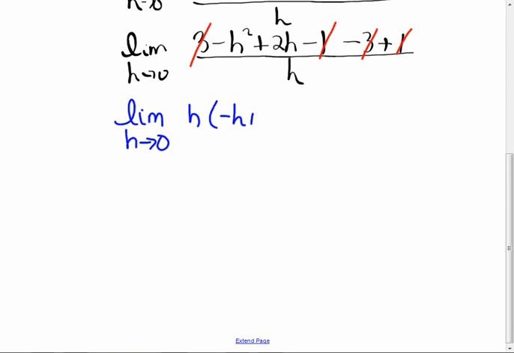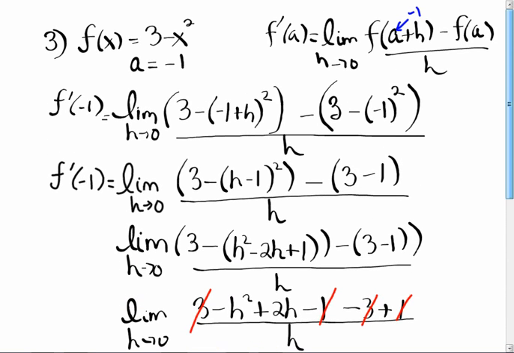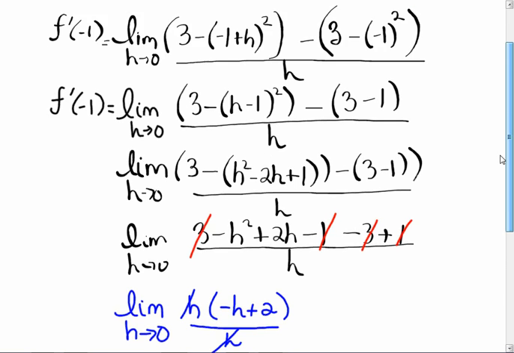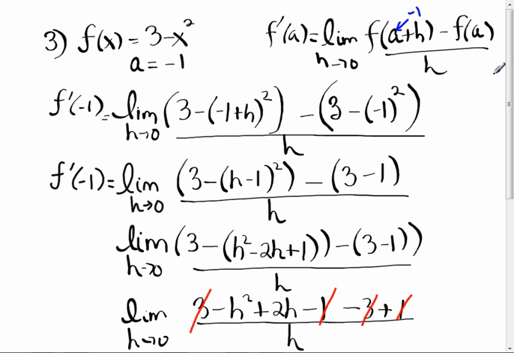It's minus h plus 2 all over h. What happens to the h's? Substitute h equal to 0 in it, and I get 2. Now let me do this my shortcut way, in my head. That's correct. The derivative of this, f prime of x here, is going to be equal to -2x. A is -1, so it's going to be 2.